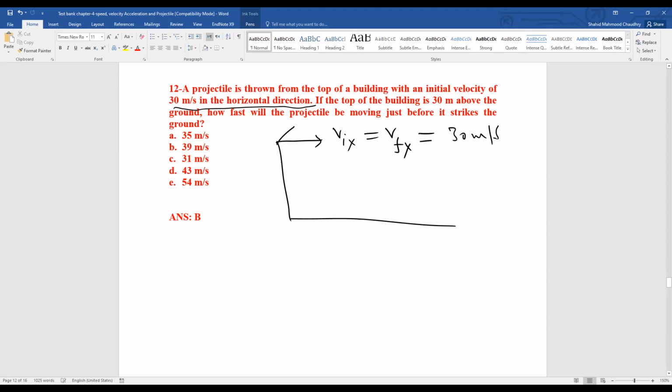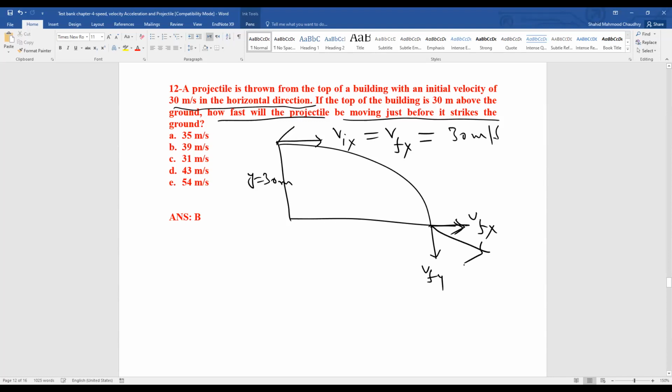One thing: the top of the building is 30 meter. This height is given, it is 30 meter. Okay. How fast will the projectile be moving just before it strikes the ground? So it means the projectile will fall down like this one. If the top of the building is 30 meter from the ground, how fast? So we need the Vf of x, and this is your Vf of x. This is your Vf of y, and this is your V.